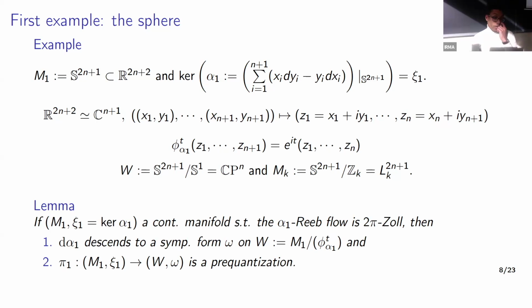And this is a general lemma. So if you start with a contact manifold whose Reeb flow is periodic of period 2 pi with all orbits of the same minimal period, then you can associate a prequantization by quotienting your manifold by this action of the Reeb flow. You get a prequantization. Okay.